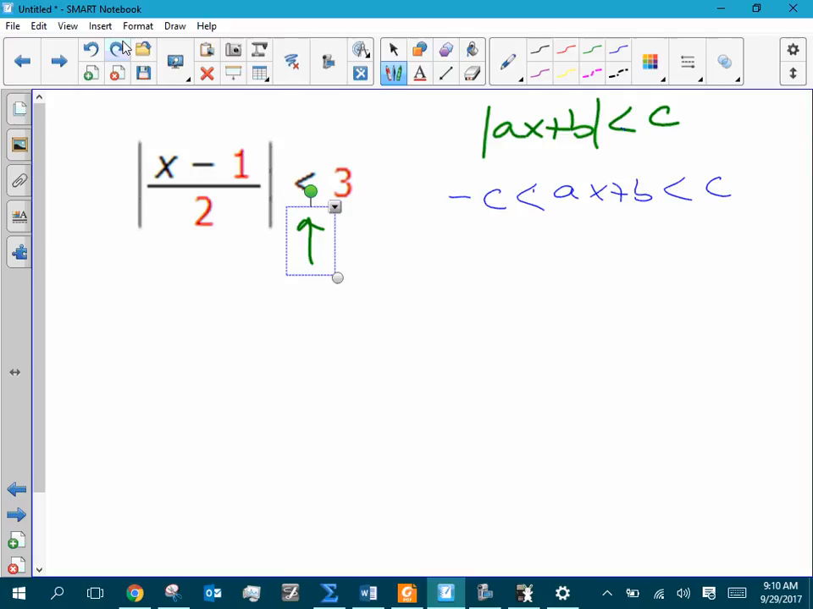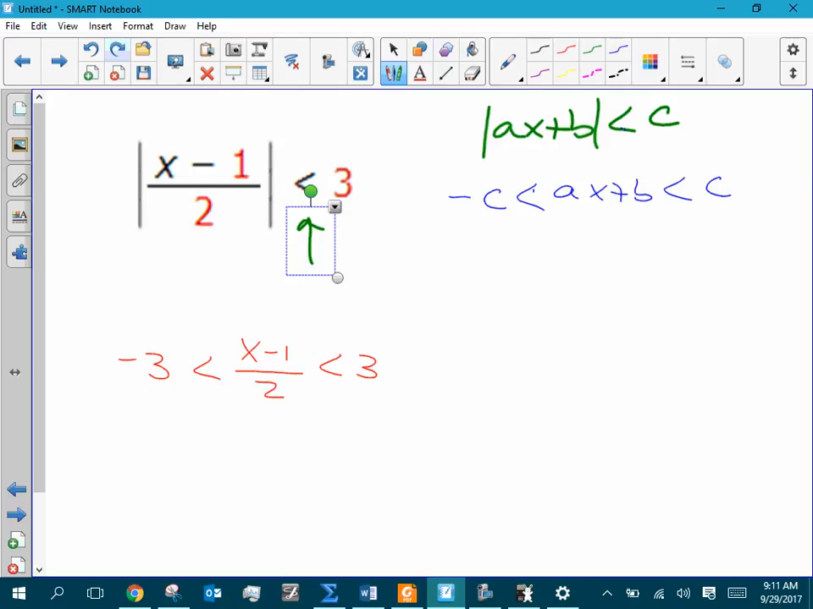So same thing here. We're going to take x minus 1 over 2 is less than 3, but it is also greater than negative 3. That's how we read it. We're going to read this several different ways. You can say negative 3 is less than x minus 1 over 2, which is less than 3. So kind of using your transitive property, this number's in the middle. This number is less than that number, and this number is less than that number. Does that make sense?